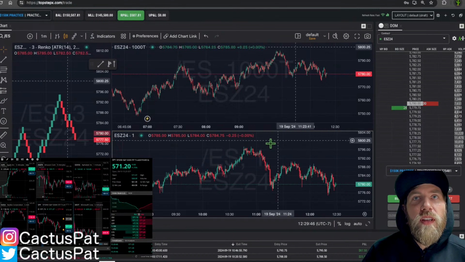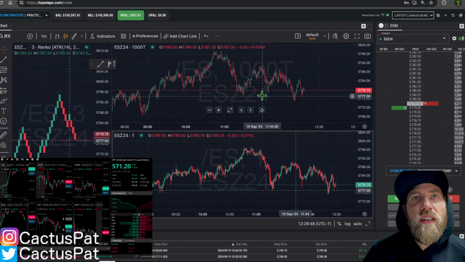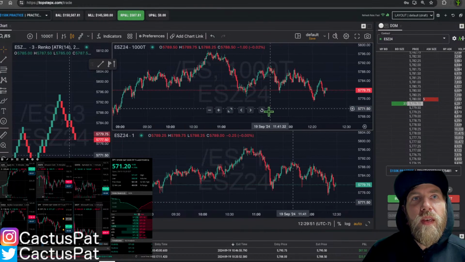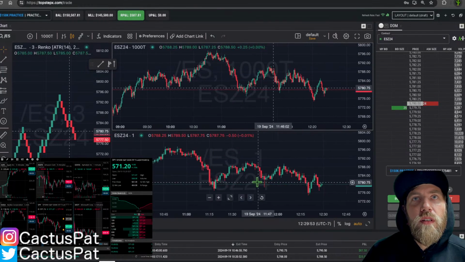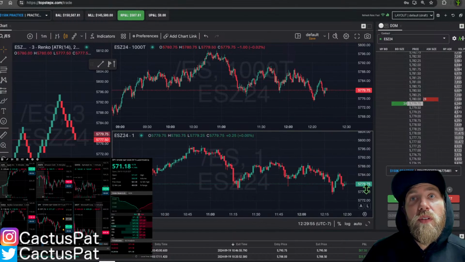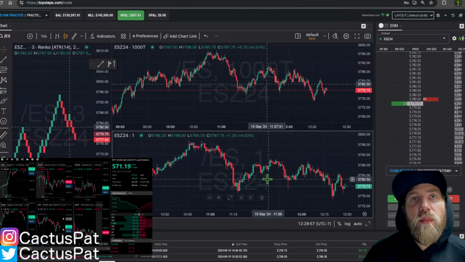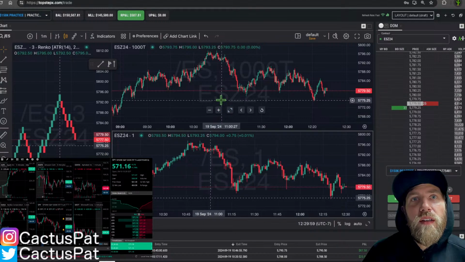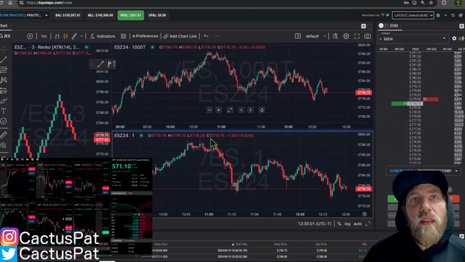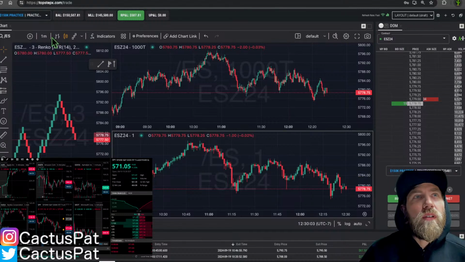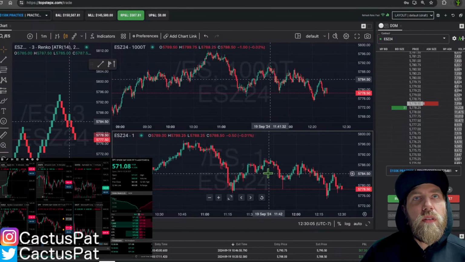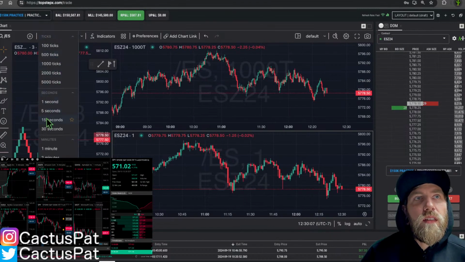So again, we are looking at a pullback here on the 1,000 tick. Let's see how close we can line them up to the 1 minute chart. Pretty similar. Pretty similar. So this was 11 o'clock right here. They're almost identical. Maybe I'll do 15-second here.